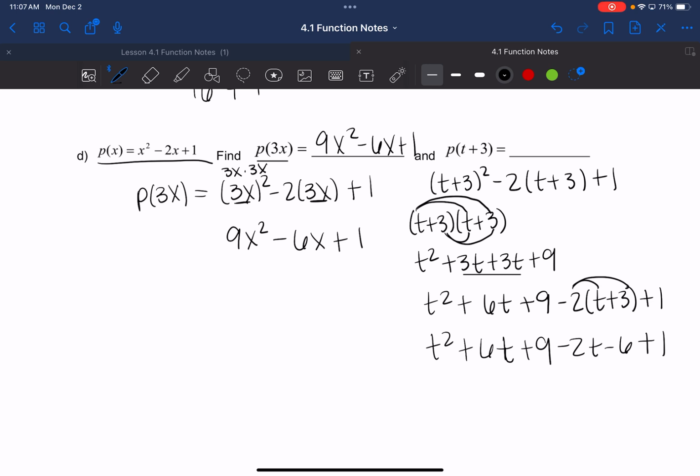Combine like terms. Okay, so we start with our largest exponent, which would be t squared. Does it have any like terms? No. Okay, so it's just t squared, so that's gone. All right, next would be all the terms with t in it. Do we have any like terms there? Yes, we've got 6t and negative 2t, which would be 4t, so plus 4t. So now those are gone. All right, and then all of my constants. I've got 9, negative 6, and 1, which would give us, good.